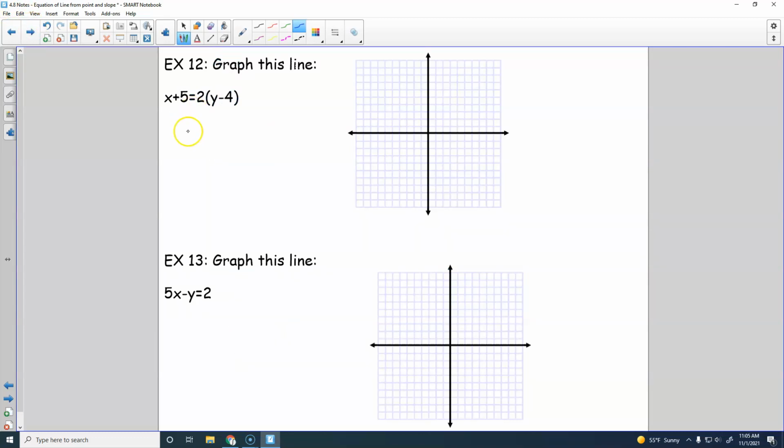All right, 12. You're going to distribute. This one's a little bit weird because the y is actually over here. So you're going to add that 8. So x plus 13 is going to equal 2y. You'll divide everything by 2. Now this one's a little weird.